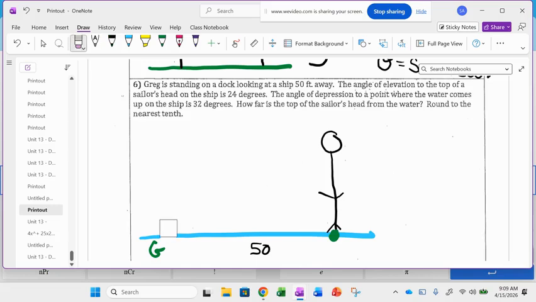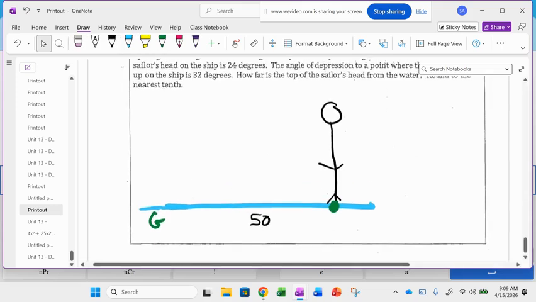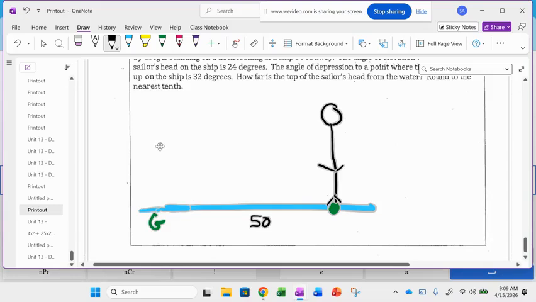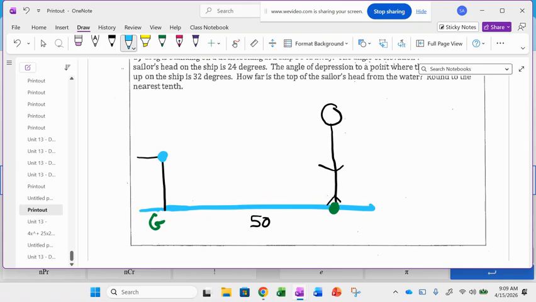So now I'm going to erase this dot, and I'm going to give Greg some height. He's on a dock, so there's my dock with some height. Now you can draw this. We're going to add a little bit more to it, but we'll talk about that in a minute.